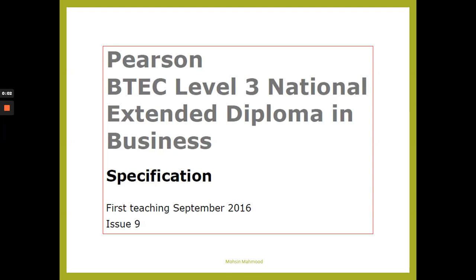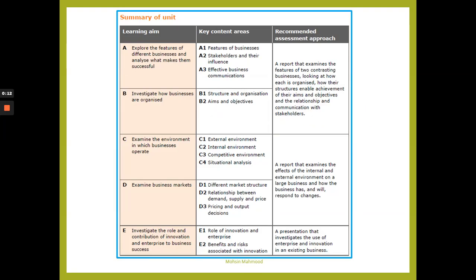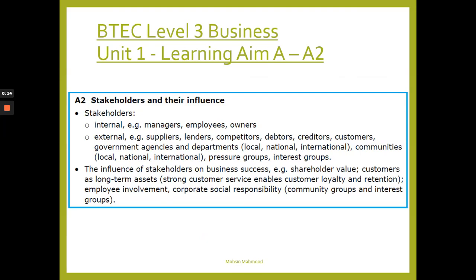Okay, so we're looking at the Pearson BTEC Level 3 National Extended Diploma in Business. We're looking at Learning Aim A, explore the features of different businesses and analyze what makes them successful. And we're looking at Unit 1, Learning Aim A, A2 now. Okay, so stakeholders and their influence. We'll be covering stakeholders, internal and external stakeholders, and the influence of stakeholders on business success.